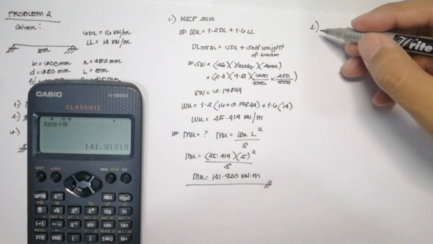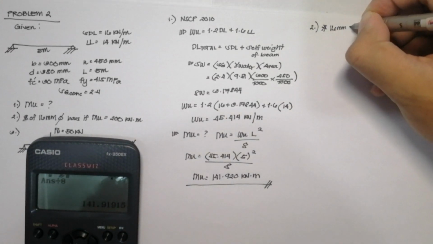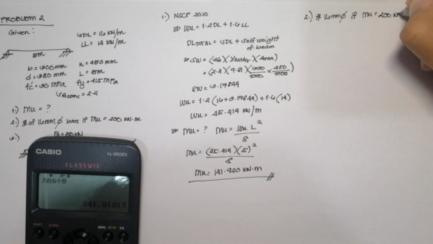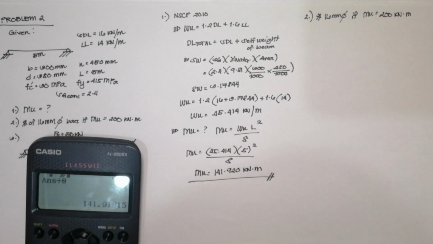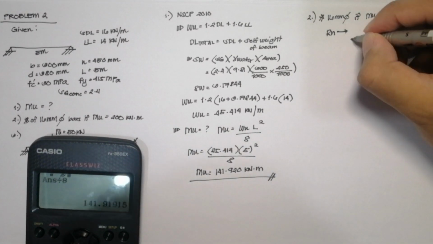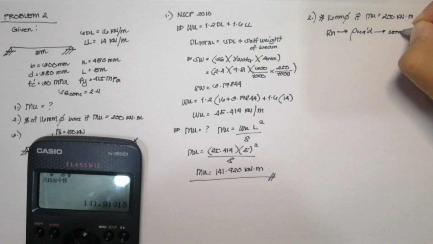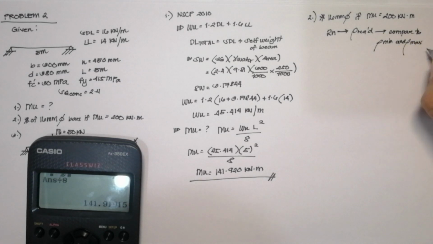So the next question is, we are going to find the number of 16 millimeter diameter reinforcement bars if our ultimate moment is equal to 200 kilonewton meter. So we are going to design the beam based on this given ultimate moment or design flexural strength. So by recalling our previous steps in the previous video, we need first to find the Rn or the coefficient of resisting moment, and the next step is to find the theoretical or the required reinforcement ratio, and then we need to compare its value from our minimum and maximum reinforcement ratio values. So first, let us set our limits and solve for its values.